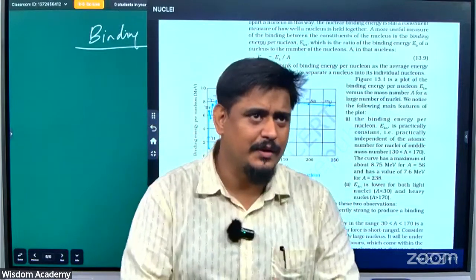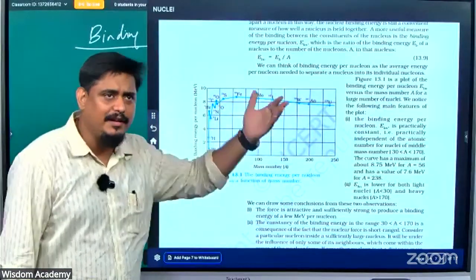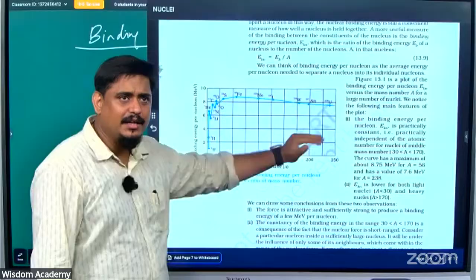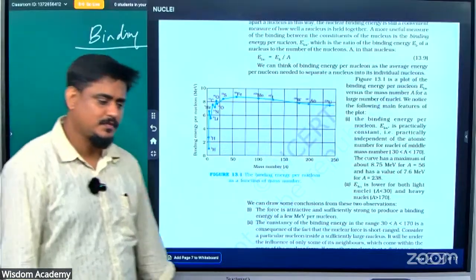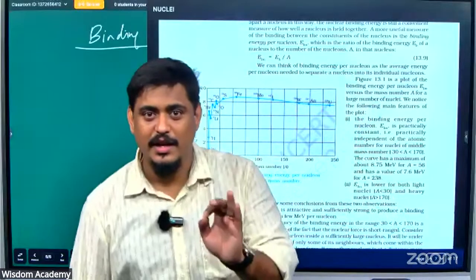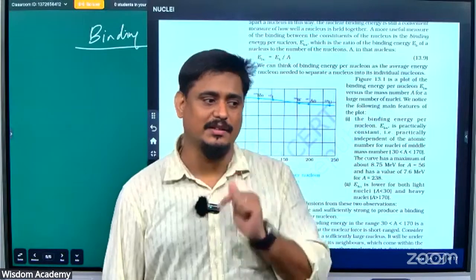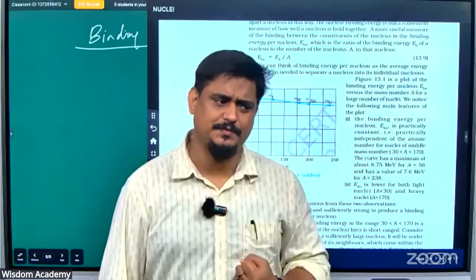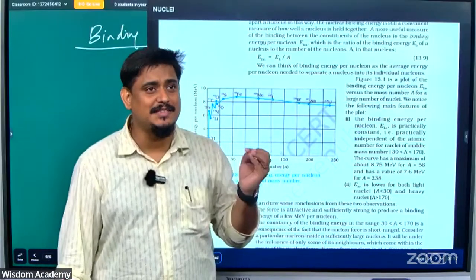We came to know that most of the elements have binding energy above 8, and they are stable. A few elements have less than 8, around 7.3, 7.5. Some elements have 7.6, 4, even 2, or less than 2. Somehow, if you are able to convert a low BEN nucleus into a high BEN nucleus, how will you do that? What is the meaning of a low BEN nucleus? It means it has less binding energy.